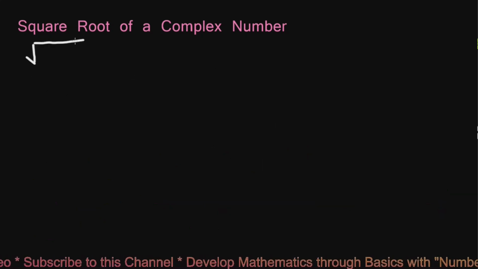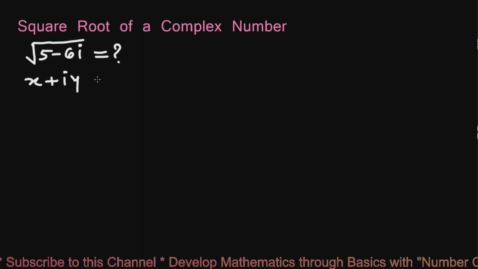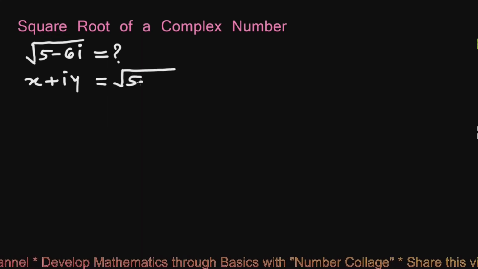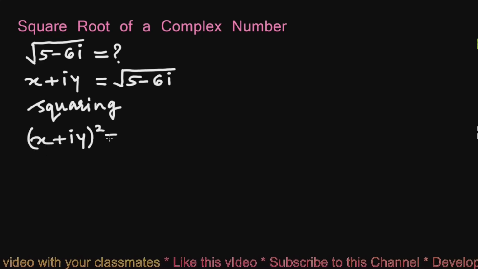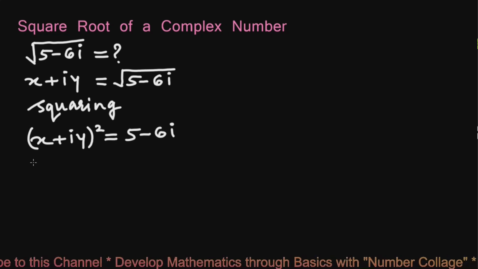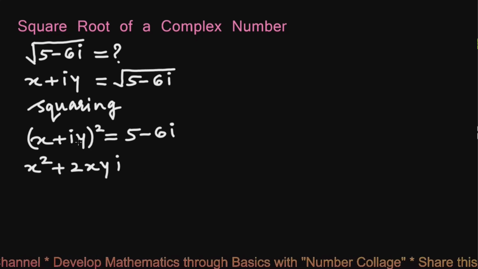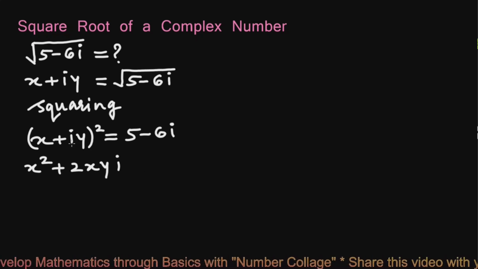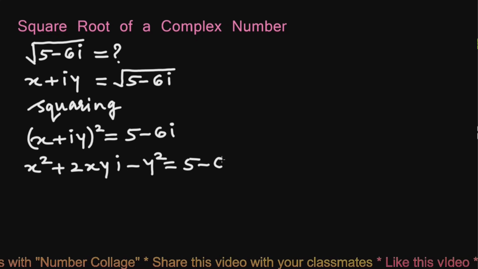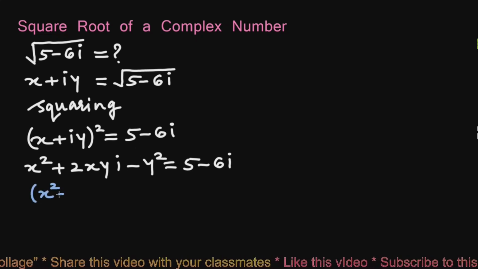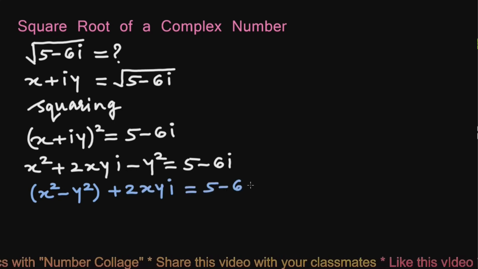Let us find square root of 5 minus 6i. We will assume x plus iy equals square root of 5 minus 6i. After squaring we will get x plus iy whole square equals 5 minus 6i. Expanding the bracket, it will be x square plus 2xy into i plus i square y square. But since i square is minus 1, it will be minus y square, which is equal to 5 minus 6i. We will rewrite this as x square minus y square plus 2xy into i equals 5 minus 6i.